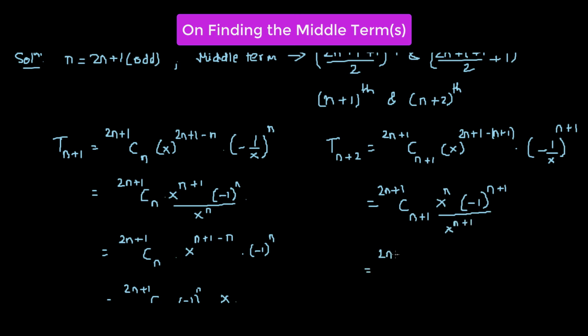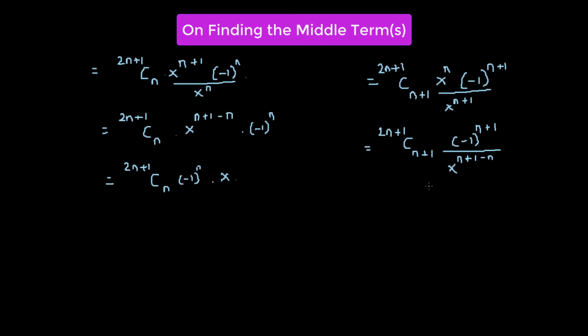Now we take care of the exponents of x. That gives us negative 1 raised to the power of n plus 1 divided by x raised to the power of n plus 1 minus n. What we did is bring the exponent of x from the numerator to the denominator, so they get subtracted. The final answer will be 2n plus 1 c n plus 1 times negative 1 raised to the power of n plus 1 times 1 over x. So this is the answer. Let's go to the next one.